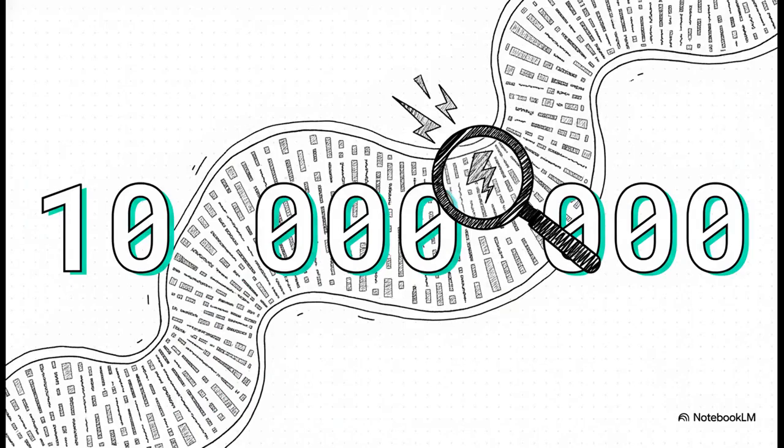So I want you to imagine a list. Not a small one, a list with 10 million names on it. Seriously, 10 million. And your job is to find one specific name on that list in less than a second. How on earth would you even start?